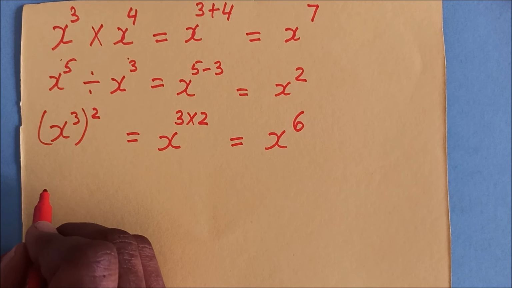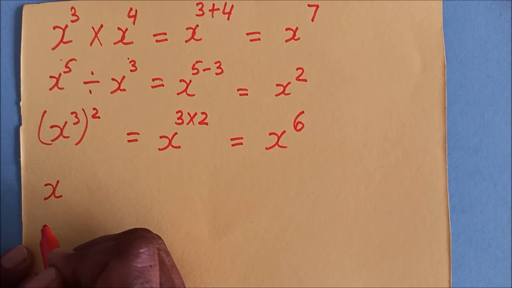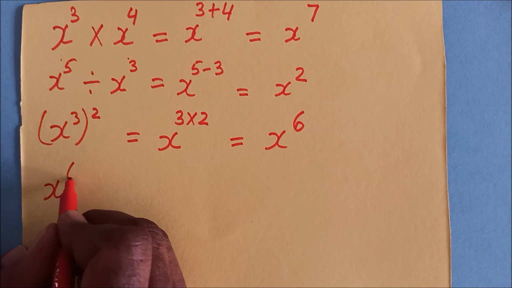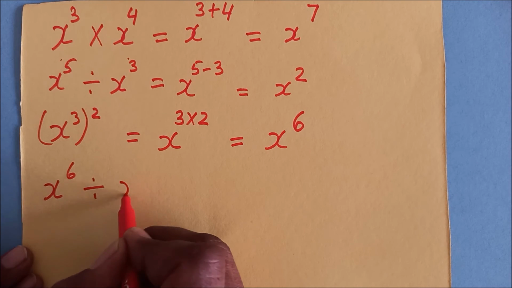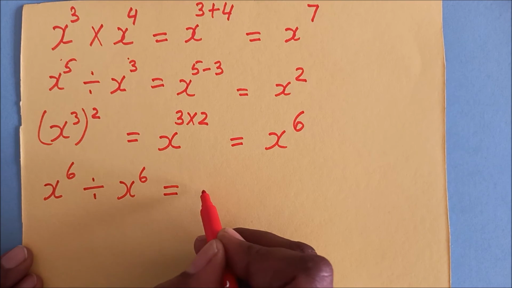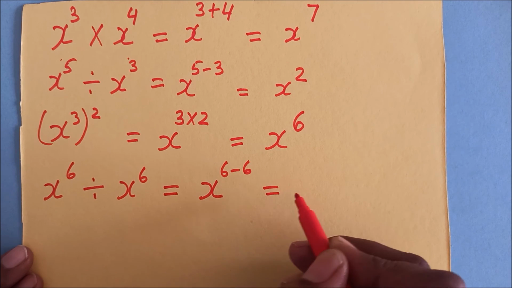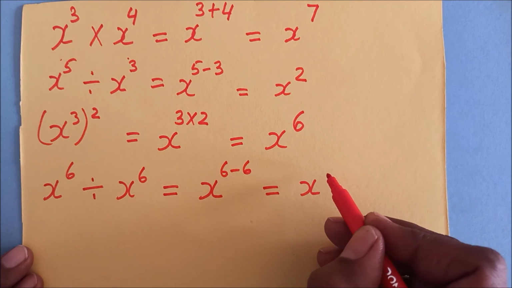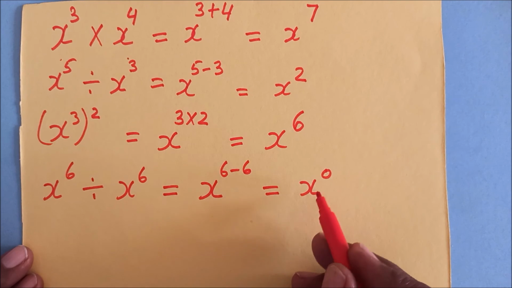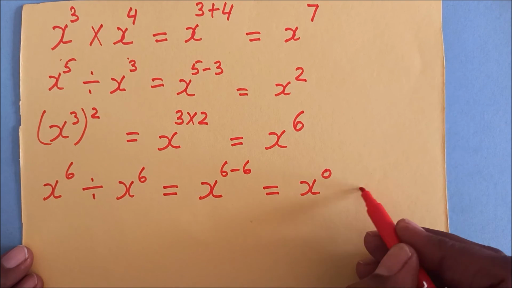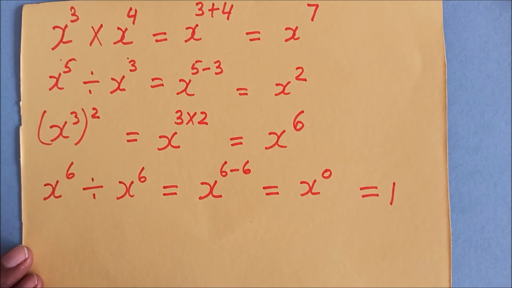Another example, x^6 divided by x^6. Again we will subtract the powers, so it is x^0. Anything raised to power 0 is 1.